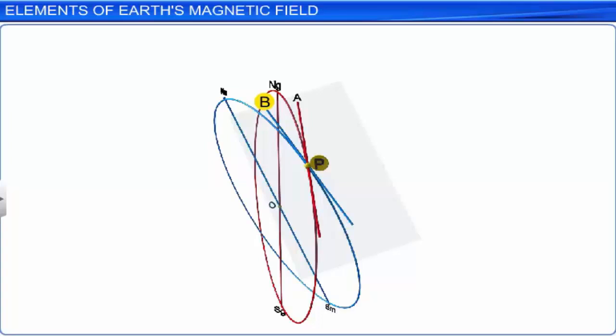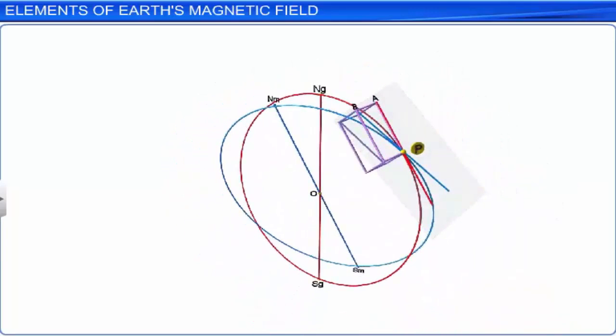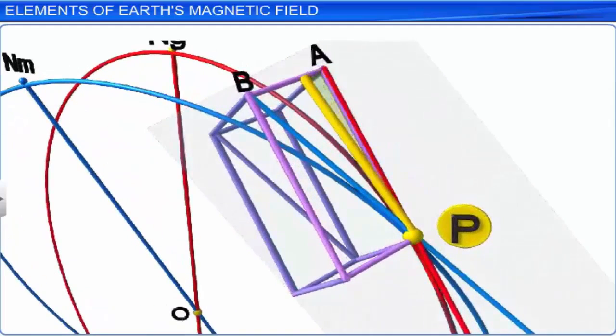Construct a parallelepiped passing through P, A, and B. Rotate the line PA in the tangent plane such that it touches the parallelepiped at B. This angle of rotation is the angle of declination D at the point P.